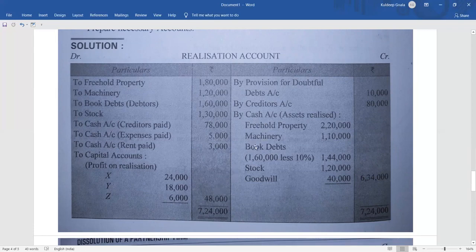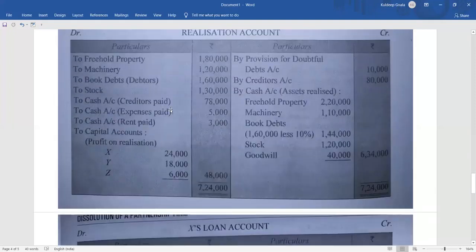So what you have to do is that simple concept that you make the crossing. Whatever appears in the credit side of the realization will go in the debit side of partners' capital, and whatever appears in the debit side of the realization will go in the credit side of the capital. It is the journal entry concept of crossing. This is a profit, so profit will go in the credit side of the partners' capital account.